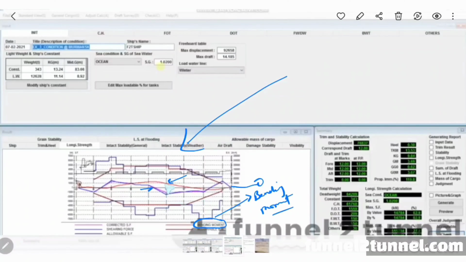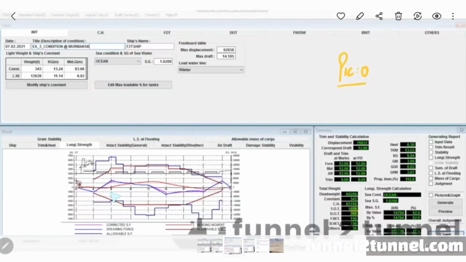We will also explain another case, like in this picture. If you see, again it is hogged, this line.